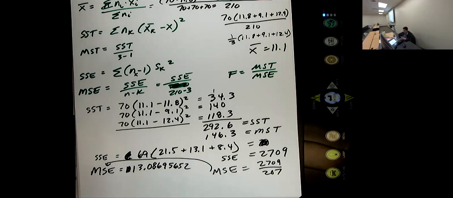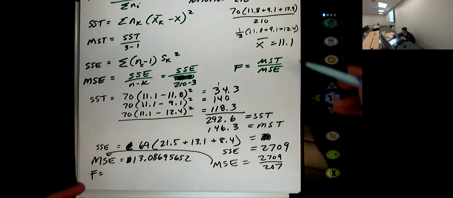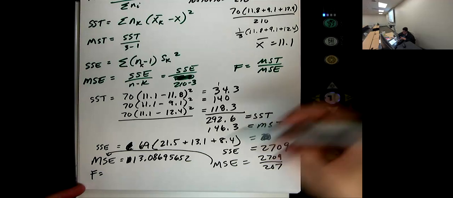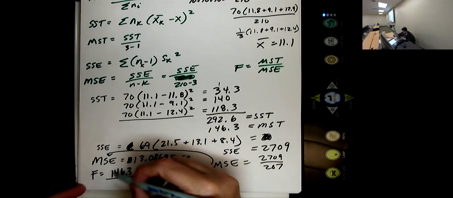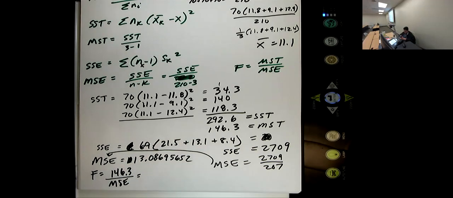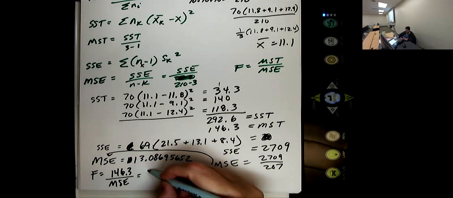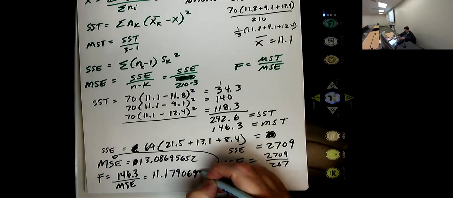And finally we want F. F is MST, which was right here, 146.3, divided by that MSE. So 146.3 divided by the answer is 11.1790697.